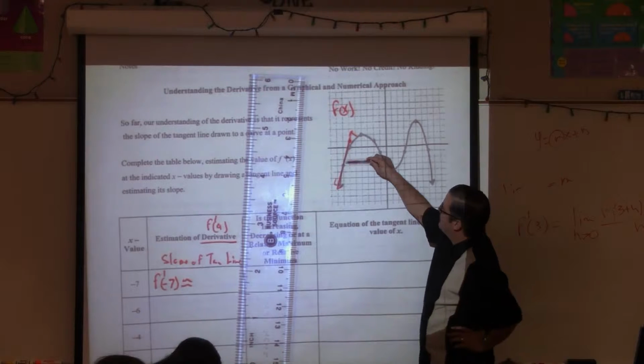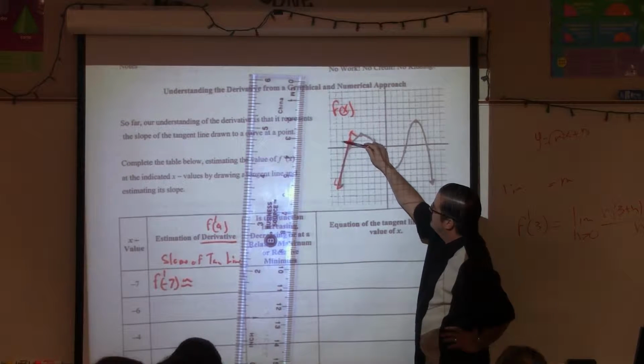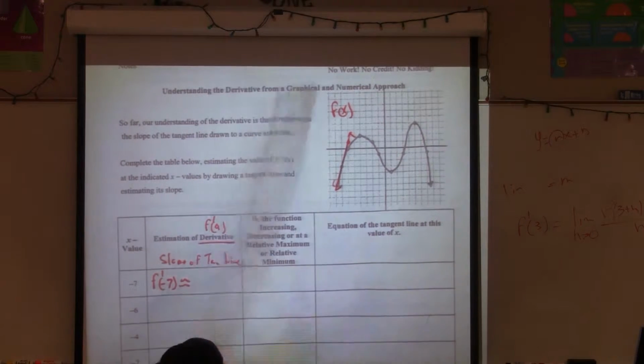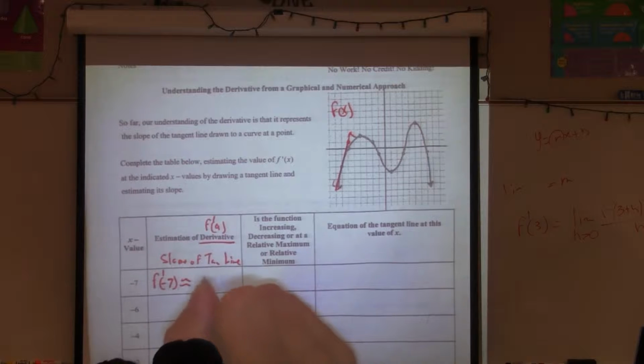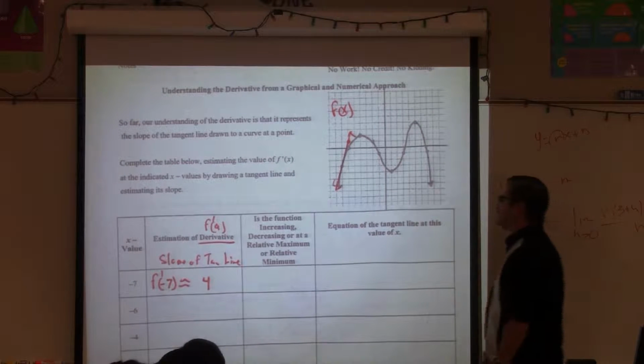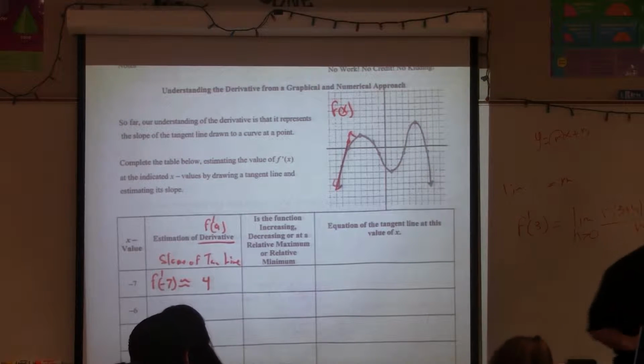What would be the slope if I use this particular point? How many do I rise? 4. And how many do I run? 1. So an approximation for the slope of that tangent line would be 4. Okay, cool. Is the function increasing, decreasing, or does it have a max or a min at that particular point?